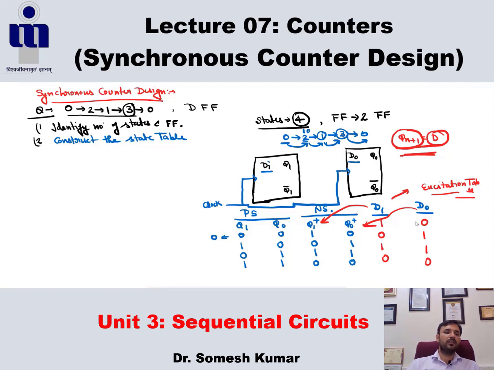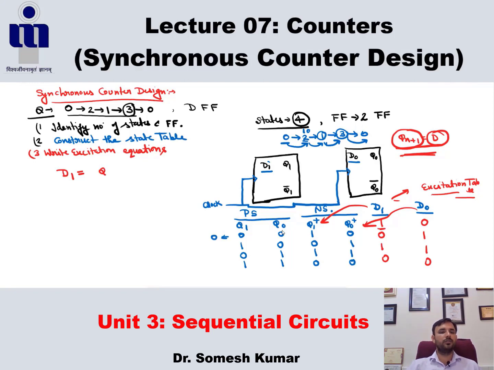Fine. So the third step is to write the excitation equation. So these are our excitation table. So now we have to write the excitation equation. So how to write the excitation equation? D1, from here D1 is equal to what? D1 is 1 at the first position.